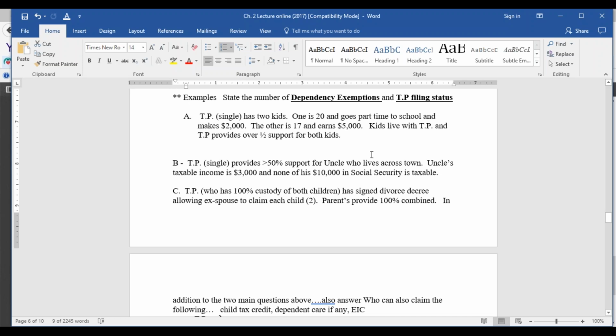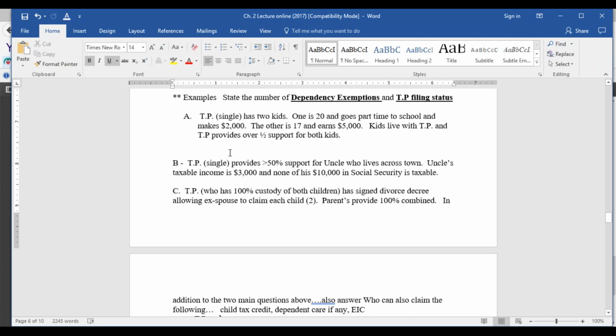That'll give you time to pause the screen, think about your answer, and then click play to see what the answer is. But what we're going to do is decide how many dependents the individual can claim in total, and what the taxpayer's filing status would be. All right, so let's do this.